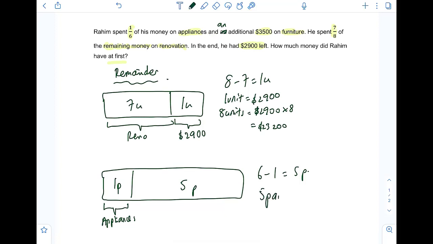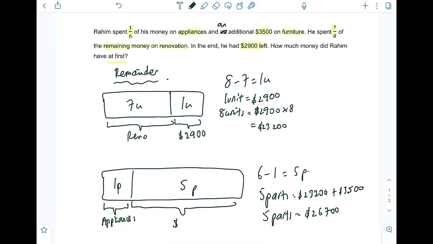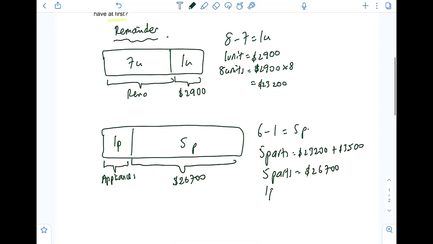So 5 parts will be equal to 23200 plus 3500. So 5 parts will be equal to 26700. That will be classified under the 5 parts. And we know that 1 part now will be equal to 26700 divided by 5, 5340.